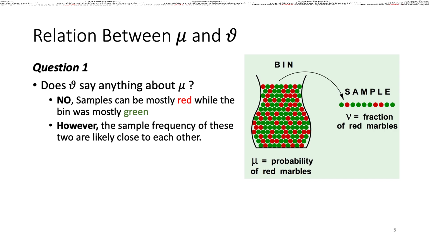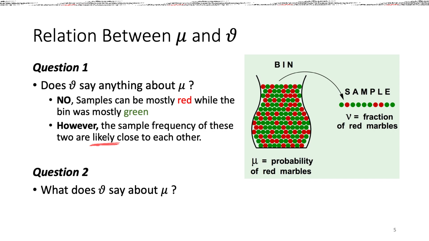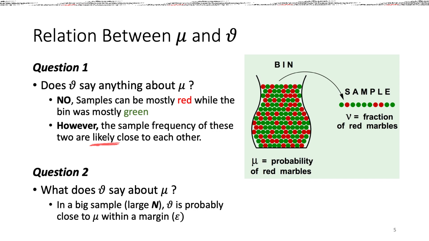However, the sample frequency of these two is likely close to each other. So take a look at this word, likely. We need to take care of this likely first. How likely are they to be close to each other? And at what frequency, right? And there's another question, the other way around. What exactly does mu say about nu here? So the first one was yes and no. The second one is what exactly does it say.